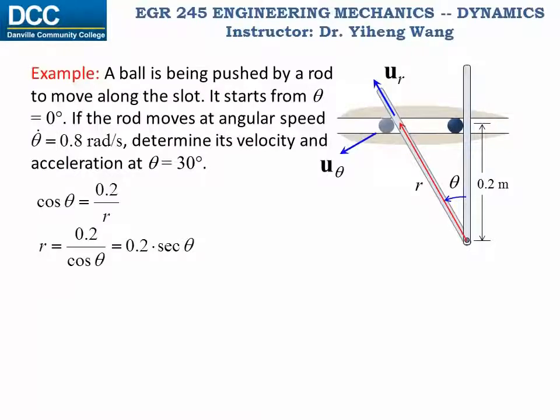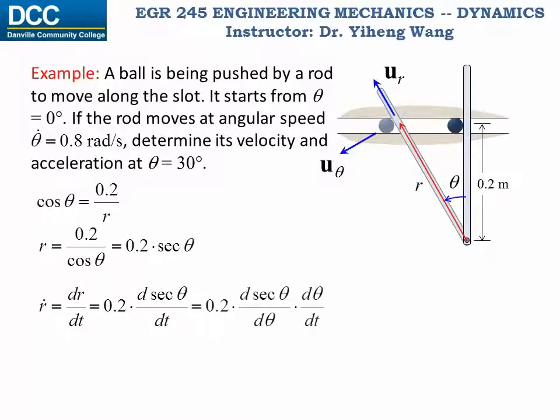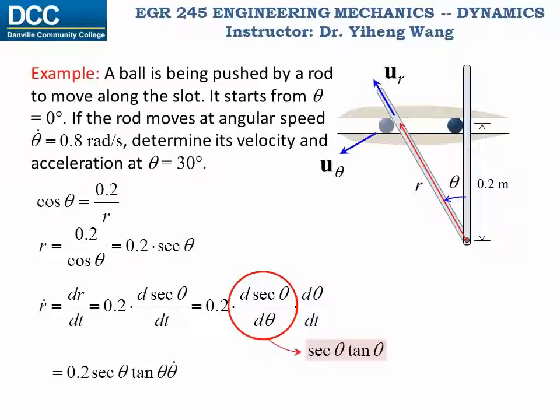Therefore, the time derivative r dot equals dr/dt equals 0.2 times d(secant theta)/dt. And here we're going to use the chain rule from calculus. This equals 0.2 times d(secant theta)/d theta times d theta/dt. And if we look it up in a calculus textbook, d(secant theta)/d theta equals secant theta times tangent theta. And d theta/dt is simply theta dot, our angular speed. Therefore, r dot equals 0.2 times secant theta, tangent theta, and then times theta dot.